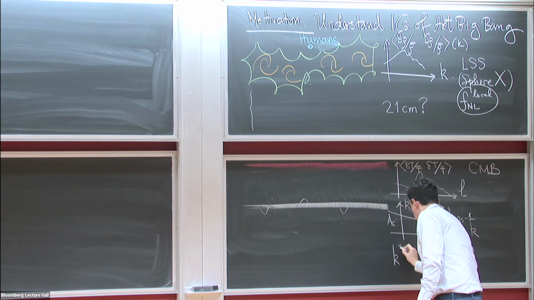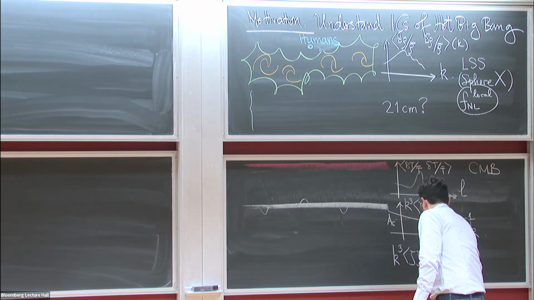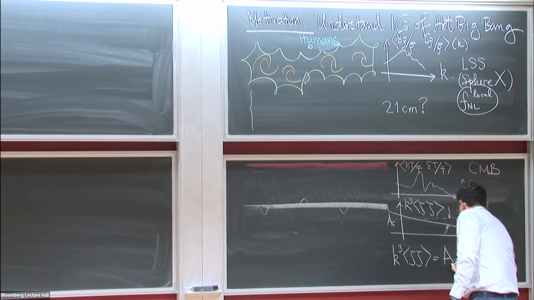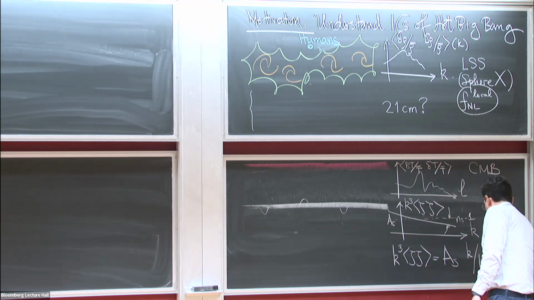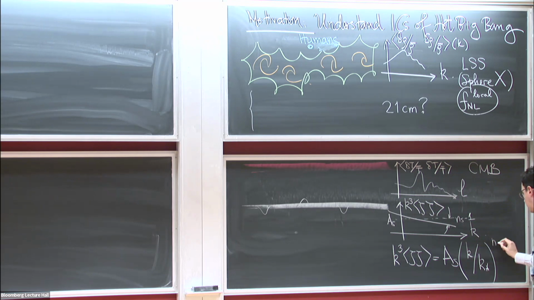So these are 2 numbers that you need for ΛCDM. You pick some pivot scale to normalize this 2-point function, and you write the power law like this. So these 2 numbers have been measured, and this is really all we know at the moment about the initial conditions in terms of measurement.